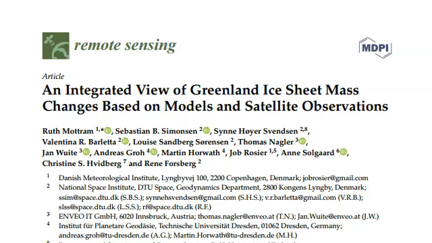An integrated view of Greenland ice sheet mass changes based on models and satellite observations.